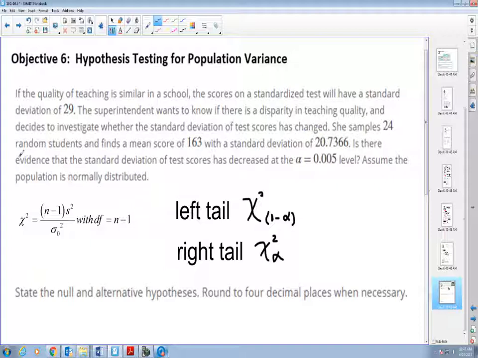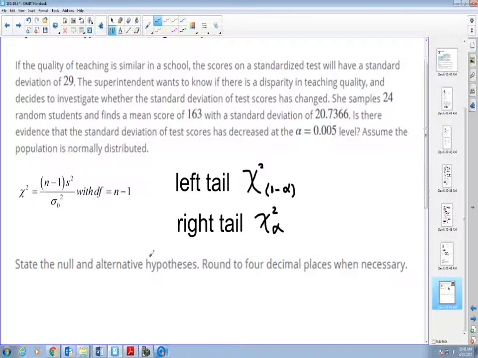So she samples 24 random students and finds a mean score of 163. And out of the ones she sampled, the sample standard deviation is 20.7366. Okay, so let's look at the formula and think about what these numbers represent. The standard deviation 29 has got to be referring to the one I'm testing. So the null hypothesis of the population standard deviation sigma is 29.